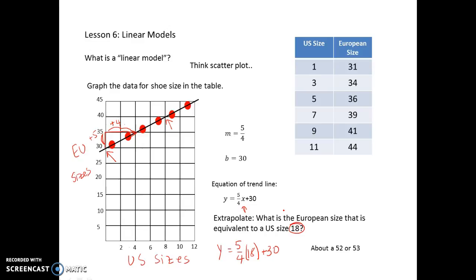Okay, do you understand the difference between interpolate and extrapolate? Interpolate is between the data that you're given. Extrapolate is beyond. It's to one side or the other of the data that's shown in the graph. Okay?